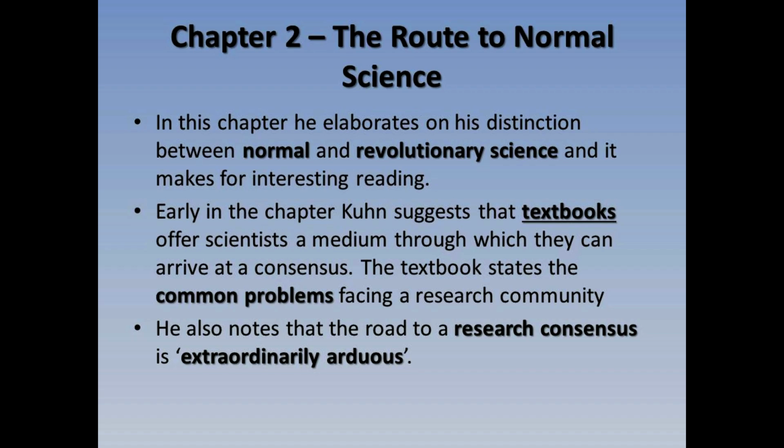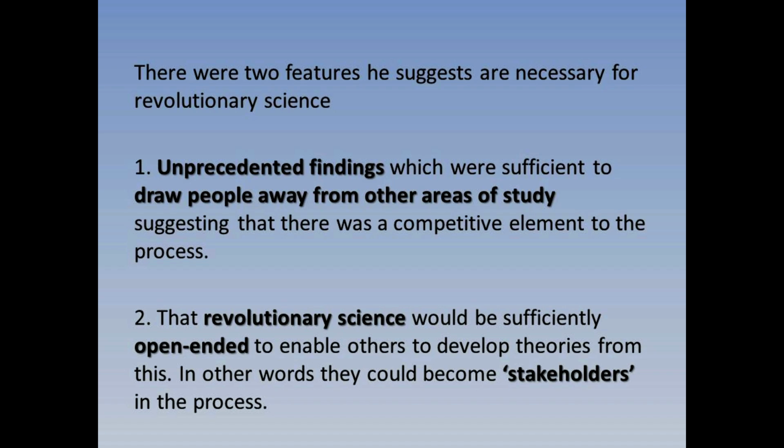In Chapter 2, The Route to Normal Science, Kuhn further distinguishes between normal and revolutionary science. He says that the textbook is central as it states the common problems encountered by a research community. He also says that establishing a research consensus is a very difficult process. Kuhn suggests two features of revolutionary science. Firstly, unprecedented findings which draw people away from other areas. This is very competitive. And secondly, that it is open-ended and that everyone can become a stakeholder.